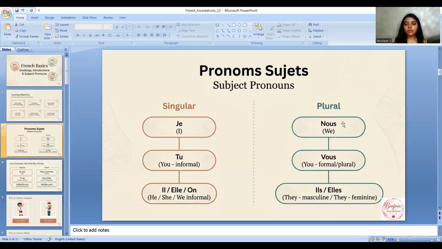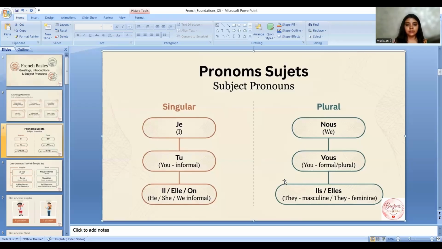Now let's repeat. Nous, vous, ils, elles. And the pronunciation is also the same. For the singular one, it is il, elle, and for the plural one, also it is il, elle. So there is no difference in pronunciation of il and elle in singular as well as plural forms. Now let's repeat once again. Nous, vous, ils, elles. So it will be je, tu, il, elle, on, nous, vous, ils, elles.